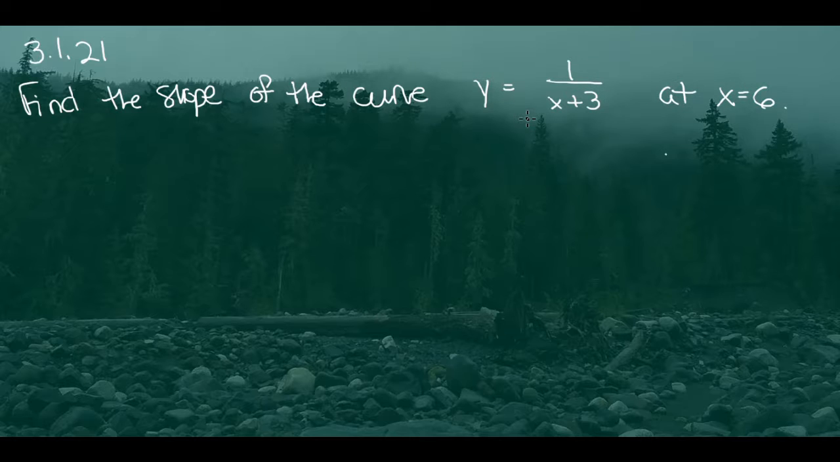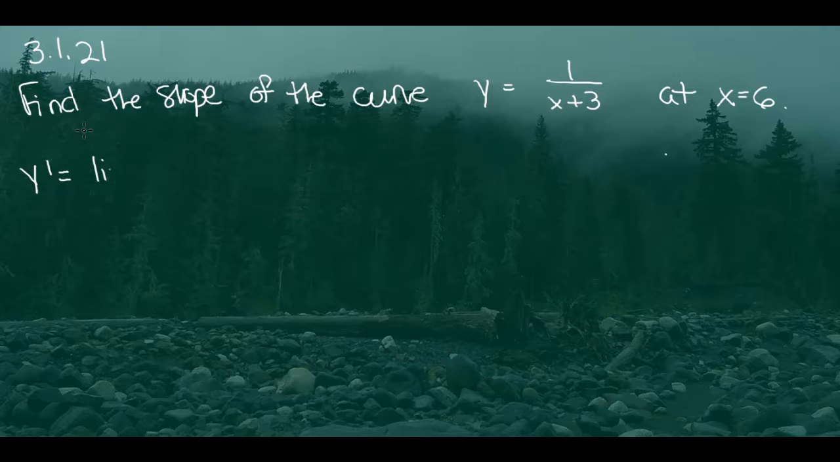Okay, so what you should have learned by now is that the slope of the curve is the same as the derivative of the curve at that point, right? So the derivative is really just the slope at each point put together into a function. So when it says find the slope of the curve at this point, it really means find the derivative and evaluate it at x equals 6. So let's find the derivative.